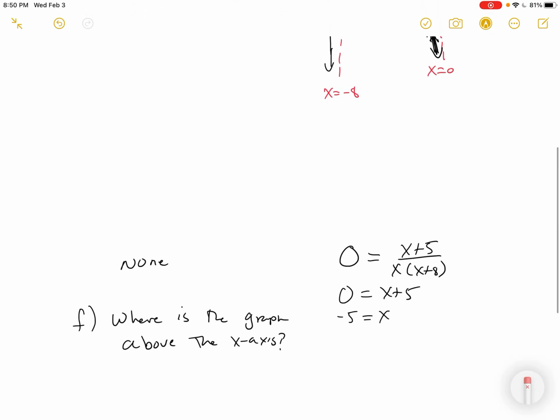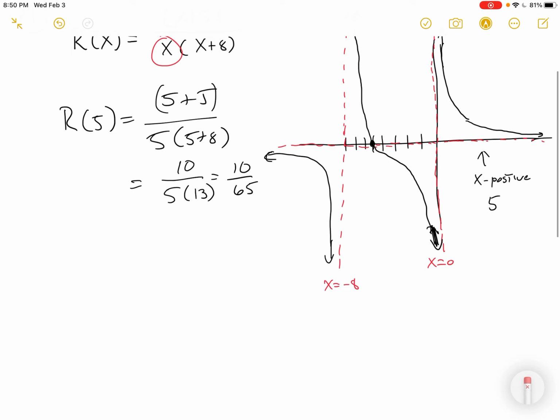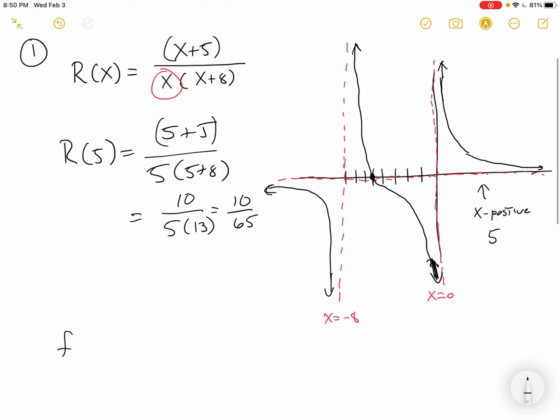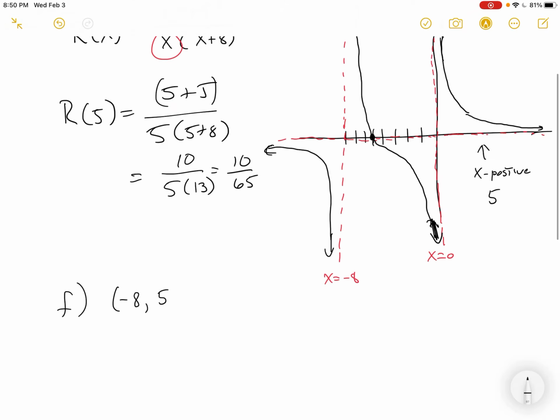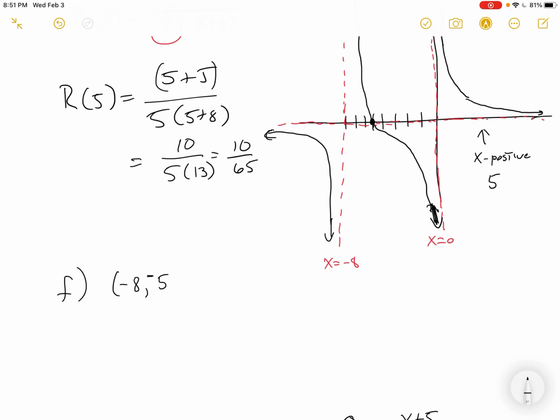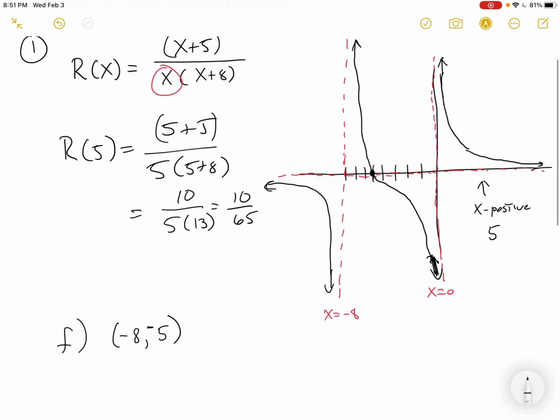I would use the graph to help me out there. And so for that question F, I would come back, right? I guess we're doing this on the side. But I would say, oh, it's above the x-axis from -8, can't include it because it's not part of the domain, all the way to 5. And if it says truly above the x-axis, it's not above the x-axis at -5. We got that portion, and then we also have the portion from 0 to infinity. Those are the two regions that it's above the x-axis.